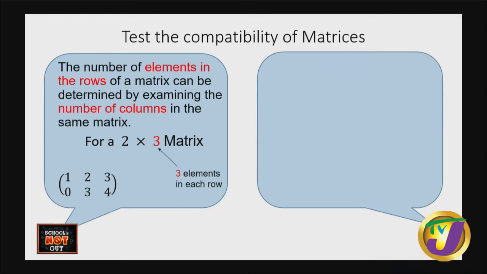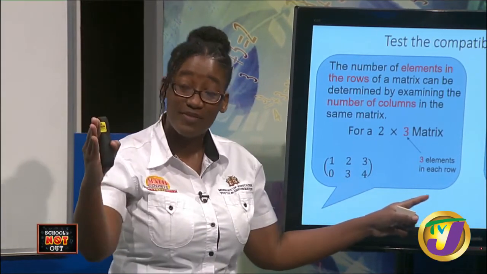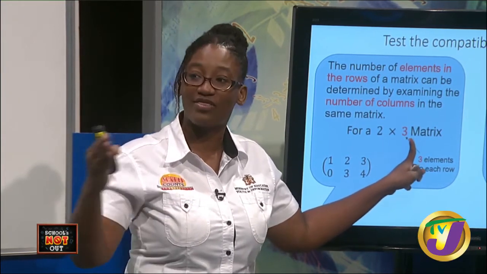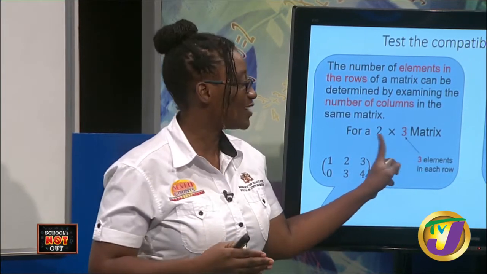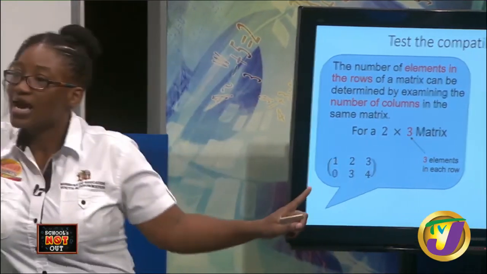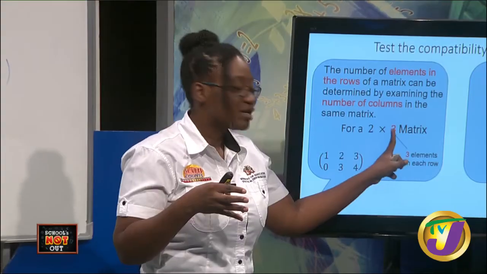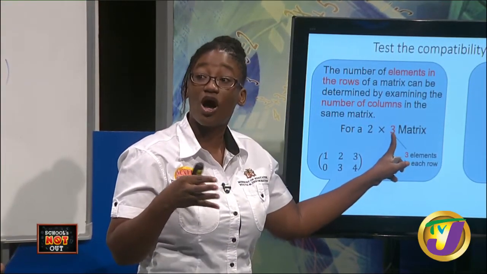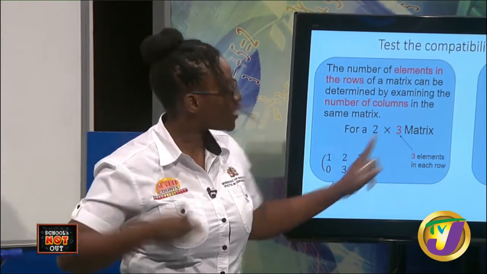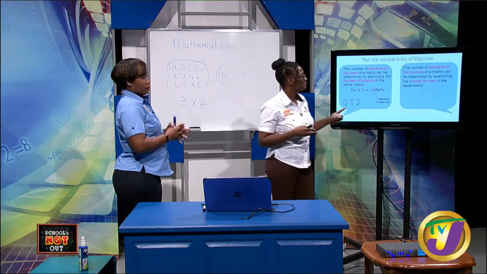So since we're doing row by column when we're multiplying, for that first matrix I need to pay attention to this number when I write the order. If I have a 2 by 3 matrix as the multiplier, meaning it appears at the front, I need to pay attention to how many columns there are, because it tells me how many terms are in each row. Makes sense. I hope they get that, because it's critical.